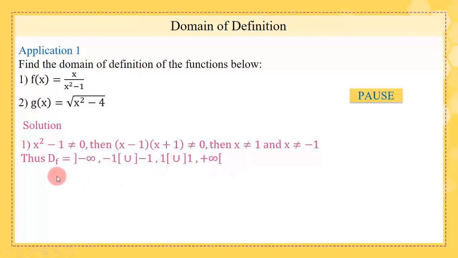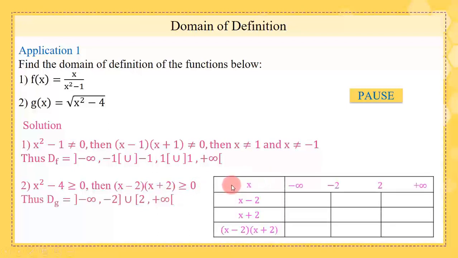In part 2, we have an irrational function which is defined whenever x squared minus 4 is greater than or equal to 0. We factorize the left side to get the following expression. Here, to know the values of x, we must do the table of signs. So, when we do the table of signs, we get that it is positive when x belongs to minus infinity to minus 2, union from 2 to plus infinity. So the domain of g is minus infinity to minus 2, union from 2 to plus infinity.